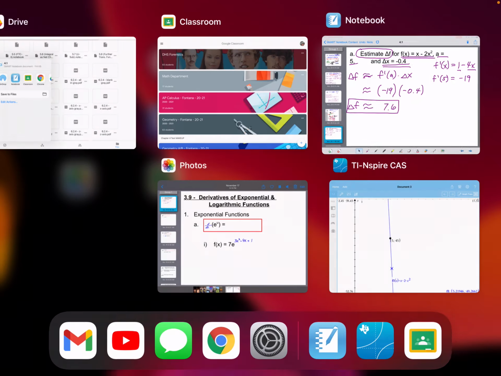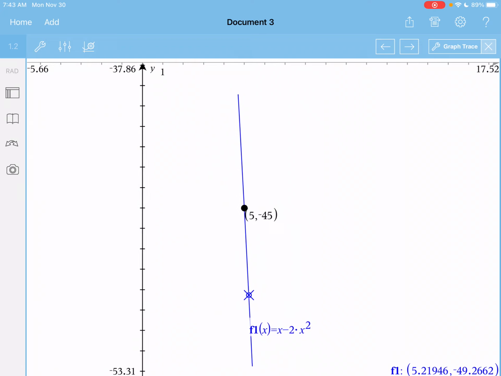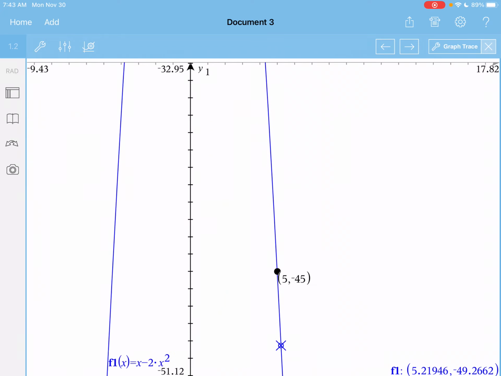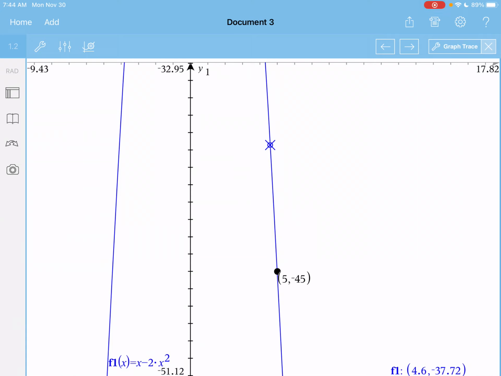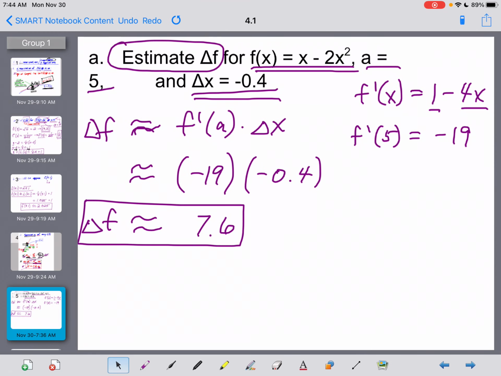So let me go back now to this function here. See if I can shrink this down a little bit. And I'm now going to put a second point on this curve here at 4.6. Let's see if I've learned my lesson here. So 4.6, we'll hit enter. That gives us this point. And if I hold that down for just a second, okay, there we go. So this is what we have here. There are 2 points located on this curve. And what we were interested in doing in this problem was estimating delta f, the change in y between those two points.